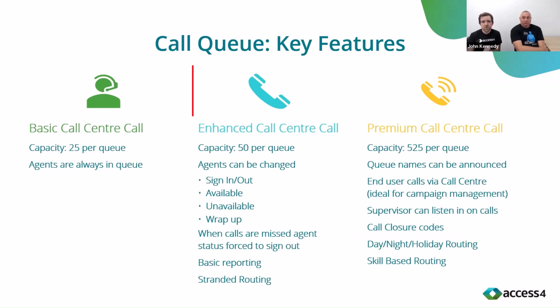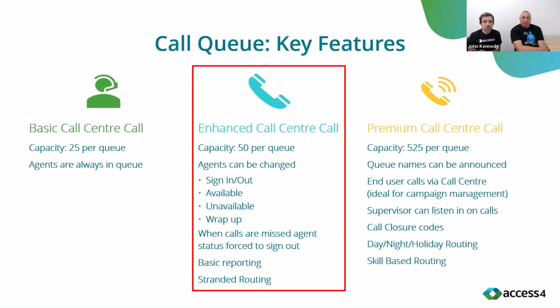Jumping up to the enhanced call queue, that jumps to 50 calls per queue, which is a lot. If you're receiving 50 calls at once into your business, you're probably doing a lot of business. It's probably quite a large call center as well. And your agents can sign in and out of the queues. They can set themselves as unavailable when they don't need to take calls. And you'll, of course, have wrap up codes as well.